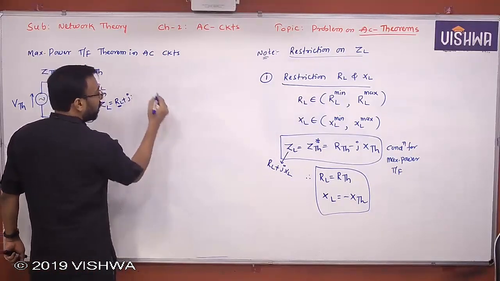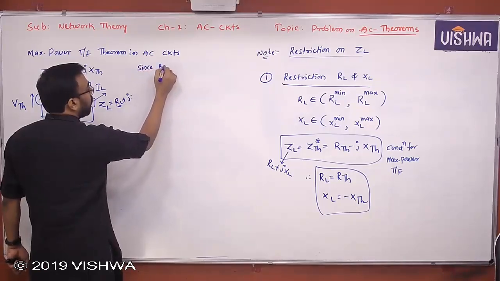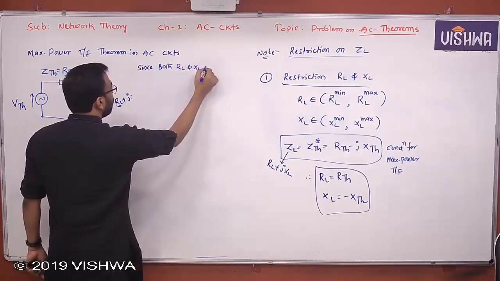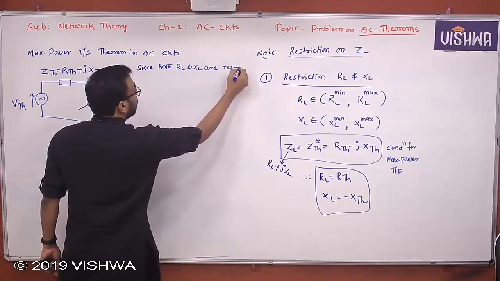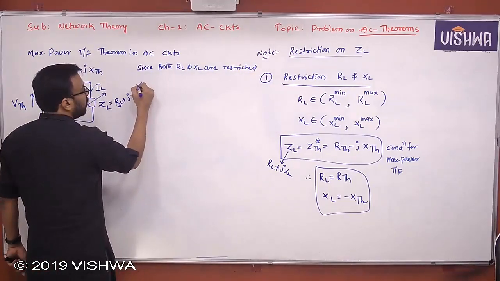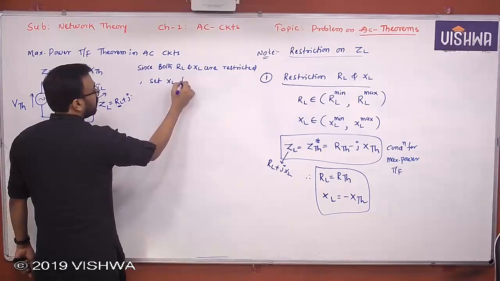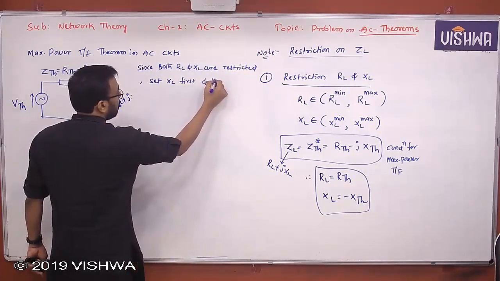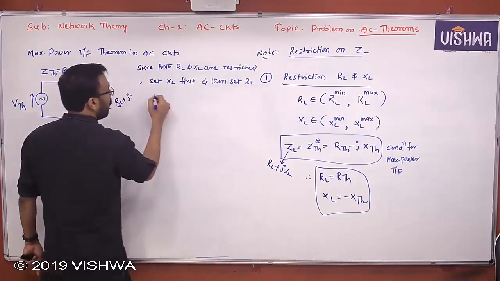You just write down here, since both RL and XL are restricted, set XL first and then set RL accordingly.